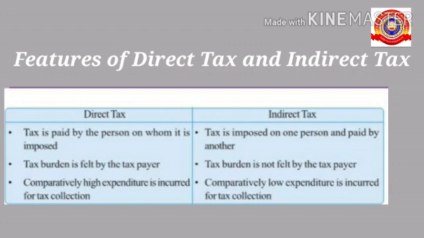Next, features of direct tax and indirect tax. First, direct tax. Tax is paid by the person on whom it is imposed. Tax burden is felt by the taxpayer. Comparatively, high expenditure is incurred for tax collection.